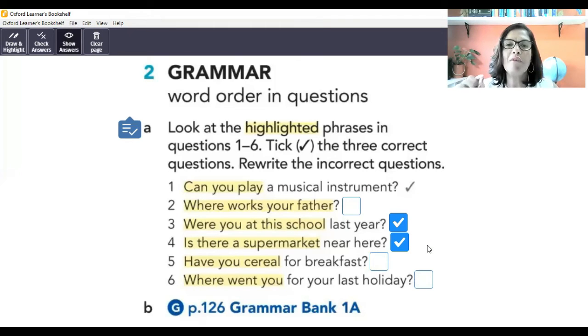Very, very important here in number 4. You can't use the verb have, okay? Have a supermarket near here. This is Portuguese. Have in English is to talk about possession. You have a problem, you have a dog, you have a wife, you have a job, okay? In here, you need to use the verb there be. So, is there a supermarket near here?